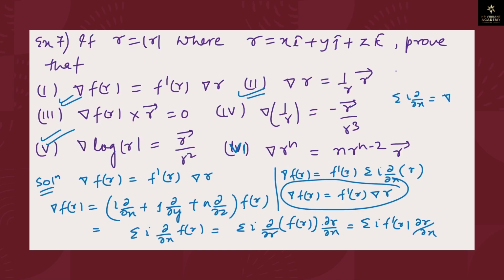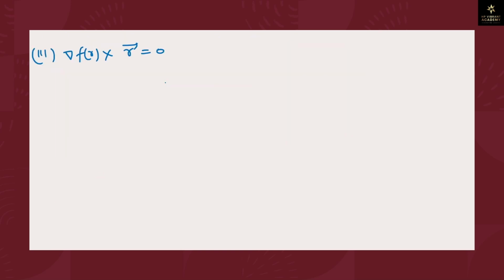So in the third part we have del of fr cross r vector is equal to 0. Okay, so del of fr is the value of del of fr that we have found. So del of fr is f dash r into del of r. So del of fr cross r vector is equal to f dash r into del of r cross r vector. समझ में आ रहा है?